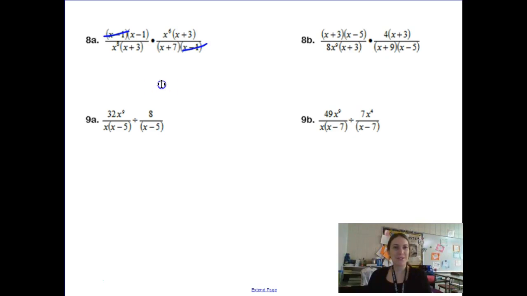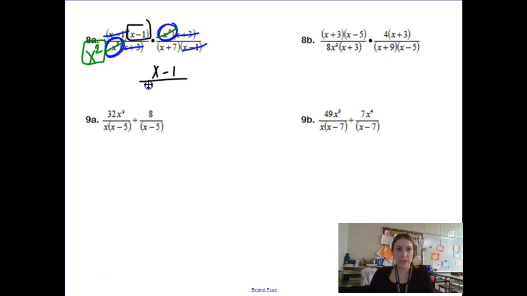X minus 1s are going to cross cancel. X plus 3s are going to cross cancel. And if you don't see the rest of the cancellation yet, that's okay. You're about to. I can't really read that, but I think this says x to the 8th right here. So I have x to the 6th divided by x to the 8th. If you want to cross cancel these right now, you sure can. You're still going to have x squared left over in the denominator. So my numerator doesn't have anything left but the x minus 1. The denominator now has that x squared that got reduced, and it also still has this x plus 7.